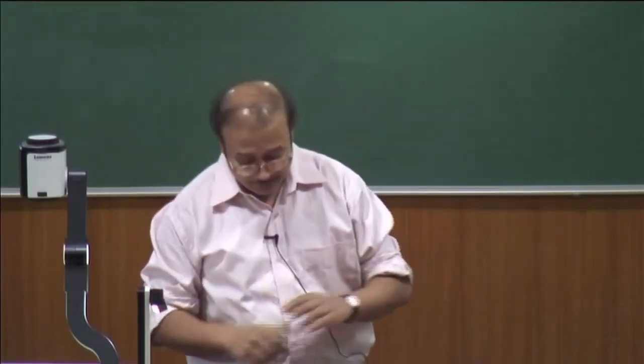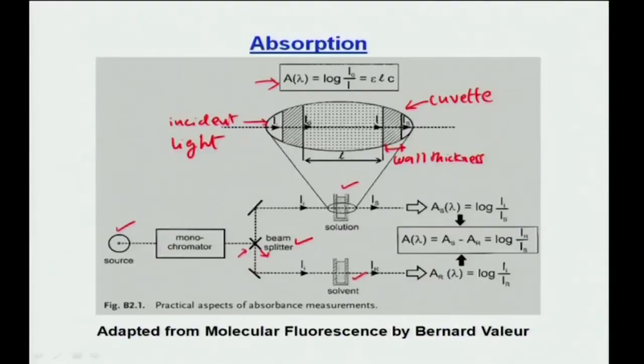So, what do you do is, you can see here on this side. Look at the solution side. What you have is II and then you have IS, because you cannot measure I0 and I. You can only measure, you only know the one which is incident and the one which is coming out, right. So, this one goes to a detector and then you calculate A based on log of II by IS. Incident by what the sample sends through.